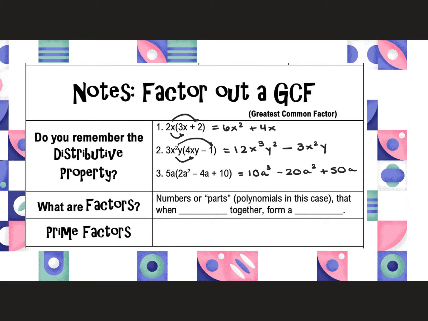All right. So really quickly, what are factors? Factors are numbers or parts, polynomials in this case, that when multiplied together form a product. Something important that we need is prime factors, and prime factors are polynomials that cannot be factored.